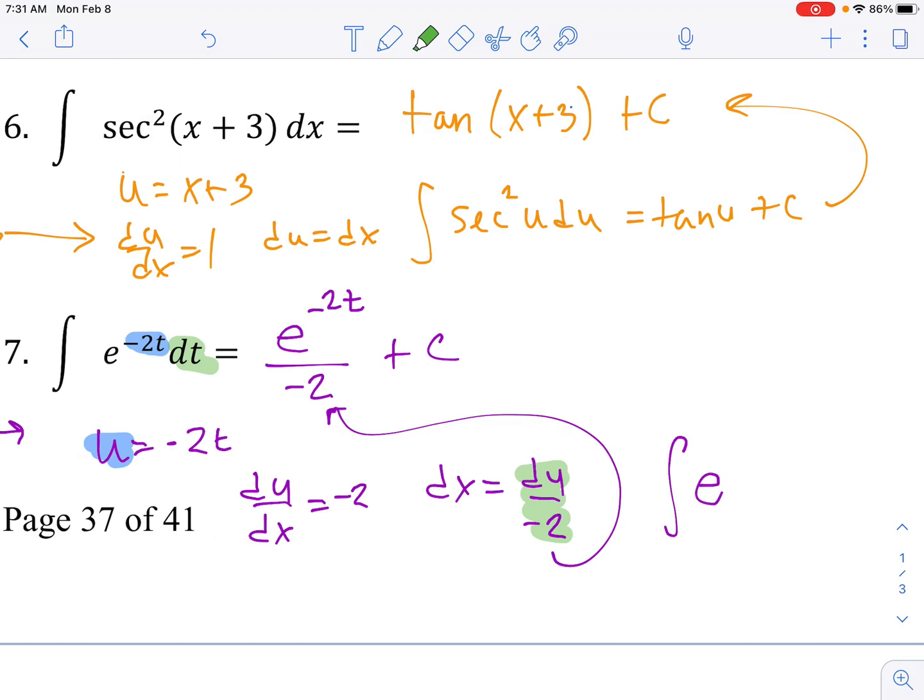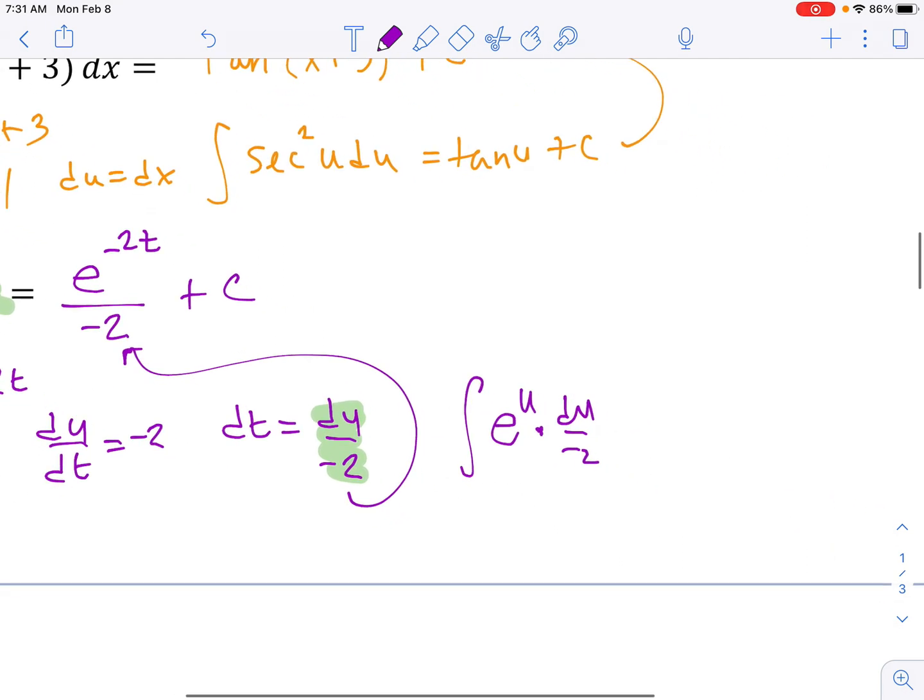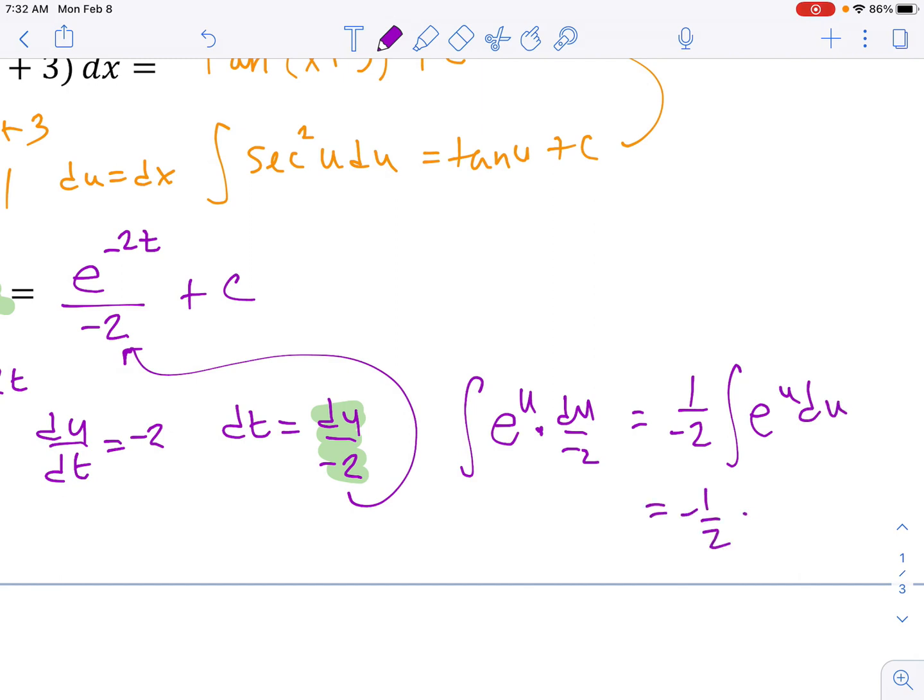Let me go back and make some corrections here, because this is not a dx, it's a dt. Sorry about that, I used the wrong variable. There we go. So this is going to be e to the u times du over negative 2. You can see that negative 2 comes out in front in the denominator. That's where the negative half comes from. And e to the u du is just going to be e to the u. So this is negative half e to the minus 2t, or e to the u, plus c. So that's how we get back there.